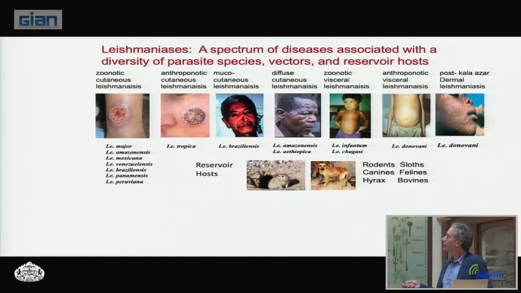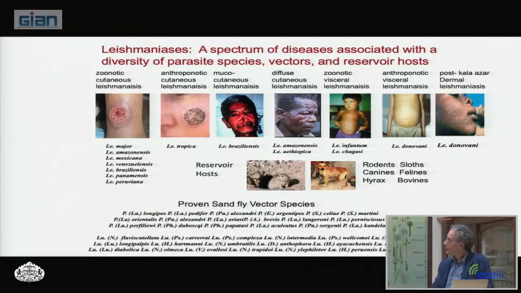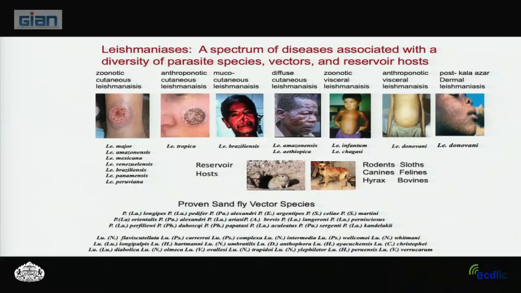So I've already mentioned that some of these leishmanial diseases are zoonotic, and there are different reservoir hosts, like different rodents and dogs and sloths, cats, cows, hyrax. All of these different species of leishmania, regardless of the disease forms they produce and regardless of the nature of their reservoir hosts, are all transmitted by the bites of phlebotomine sandflies. And there are even more species of phlebotomine sandflies that transmit leishmania than there are species of leishmania. So I just want you to appreciate the complexity of the host, parasite, and vector relationships. These are just some of the proven sandfly vector species.